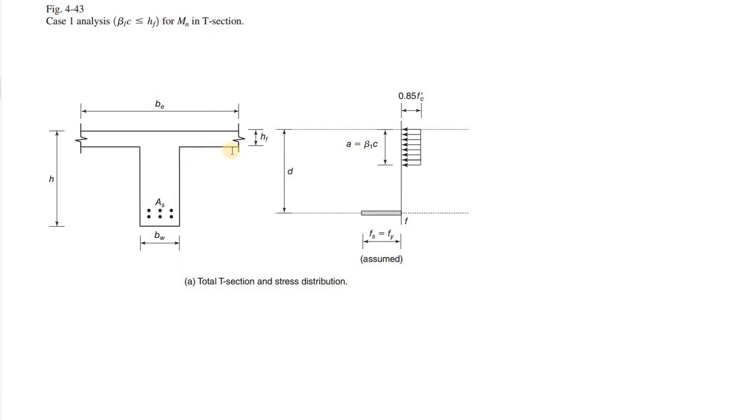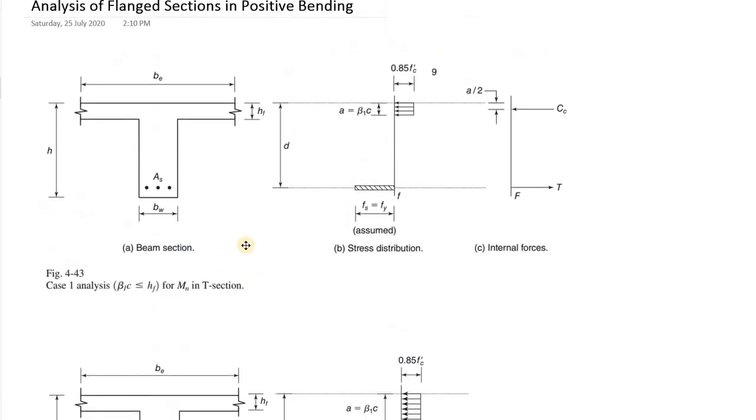Particularly, the largest error would be produced if C exceeds HF, but A happens to be lesser than HF. So the actual neutral axis lies below the flange, into the web, but the A value happens to fall within the flange. So that would be the largest error that you can expect from this model. But even in this largest error case, the Whitney stress block gives sufficiently accurate results for analysis and design, and we will be using this concept in both cases.